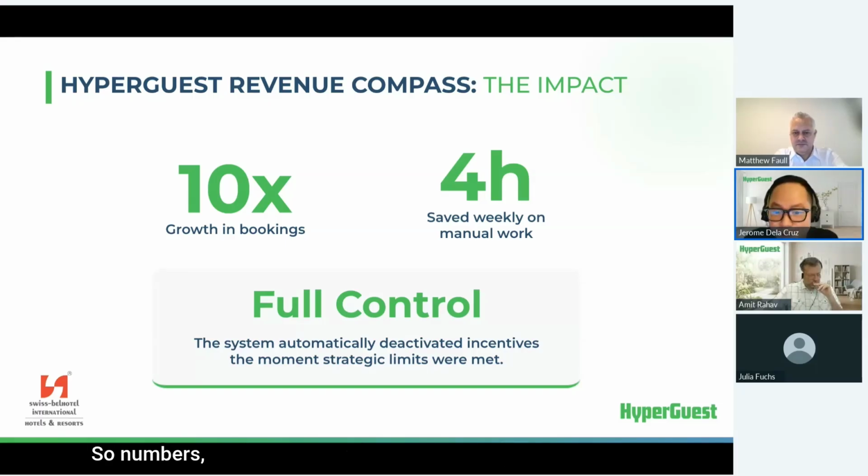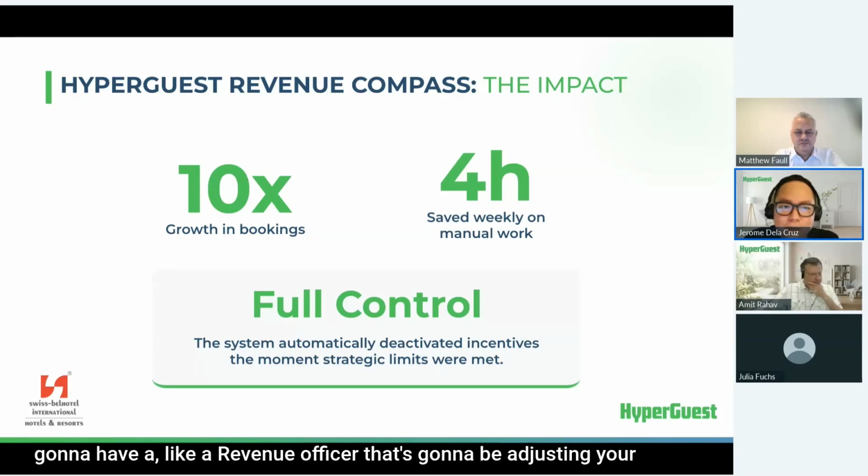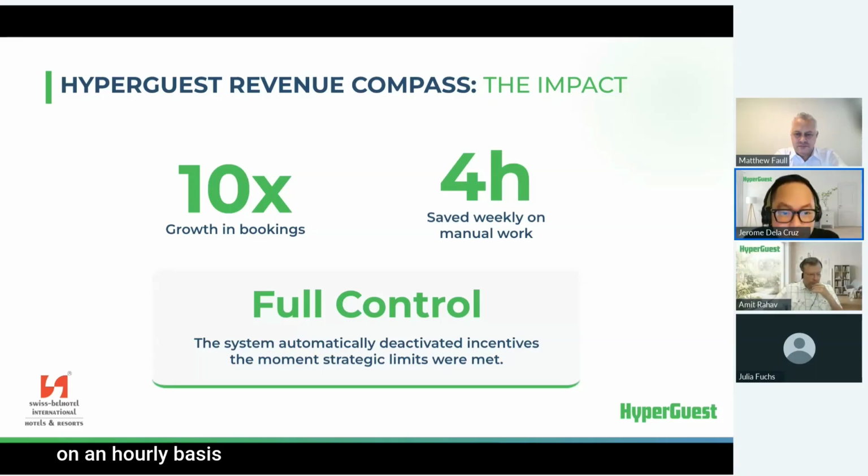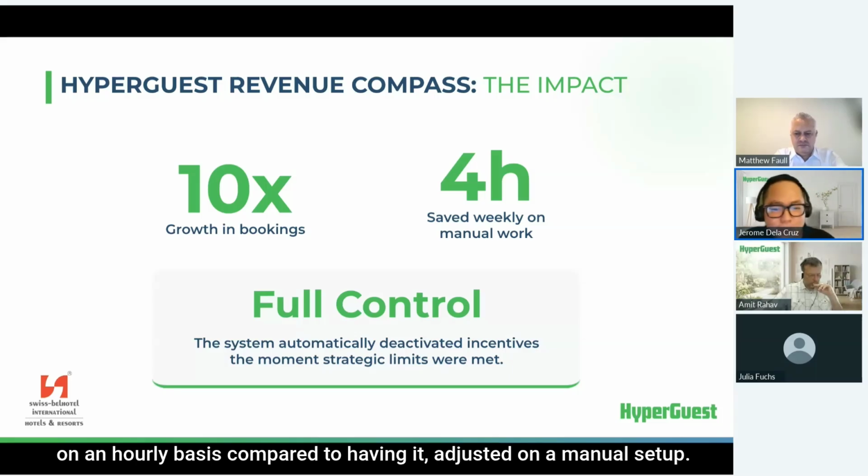Okay. So numbers: 10 times growth in bookings, 4 hours saved weekly on manual work, and definitely full control. When we talk about the hours saved weekly on manual work, remember, you're going to have a revenue officer that's going to be adjusting your offering on an hourly basis compared to having it adjusted on a manual setup.